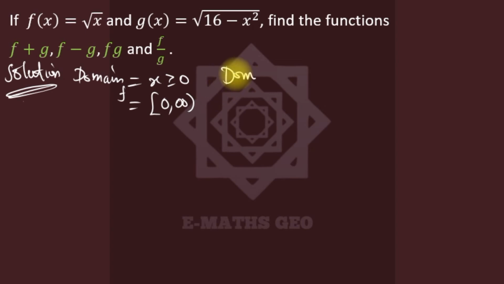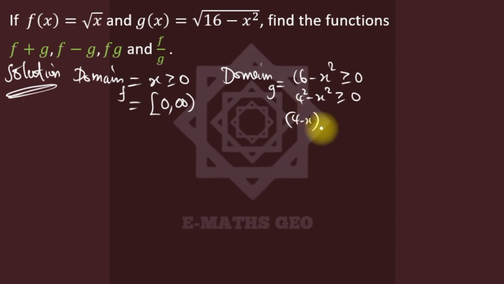Now the domain of g. This is defined if 16 minus x squared is greater than or equal to 0. So this is 4 squared minus x squared is greater than or equal to 0. 4 minus x times 4 plus x is greater than or equal to 0.